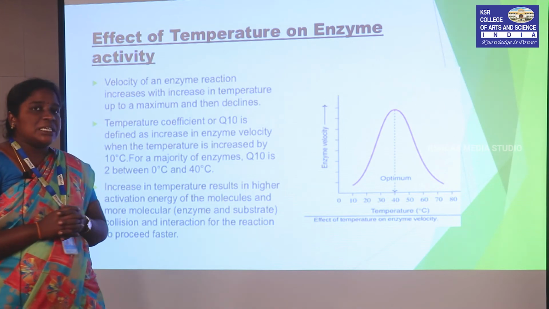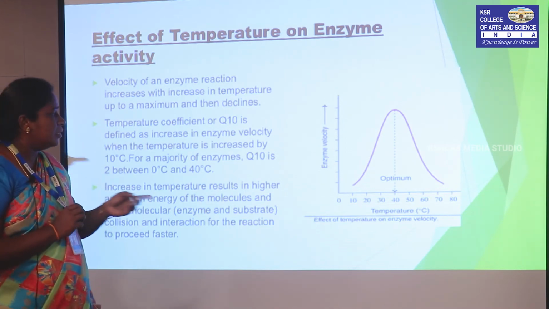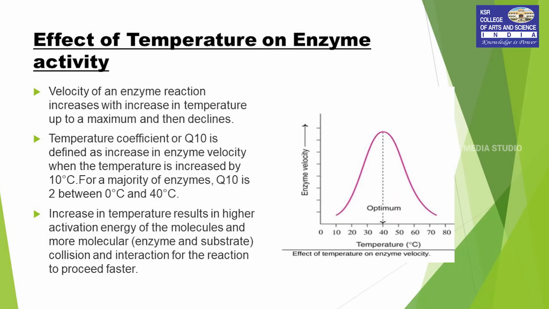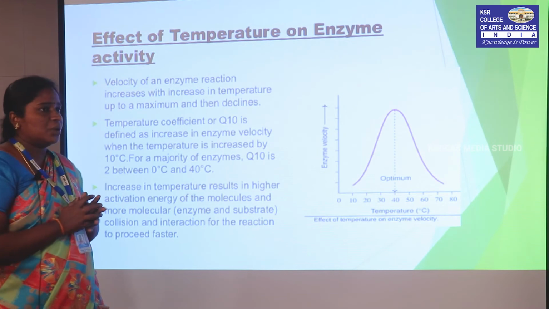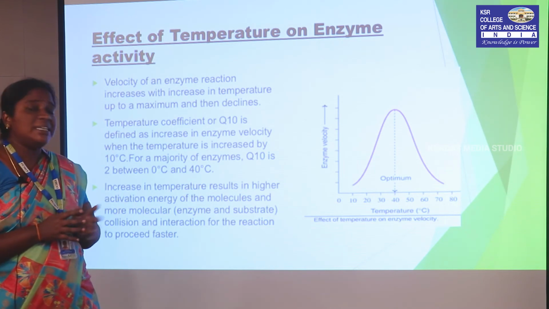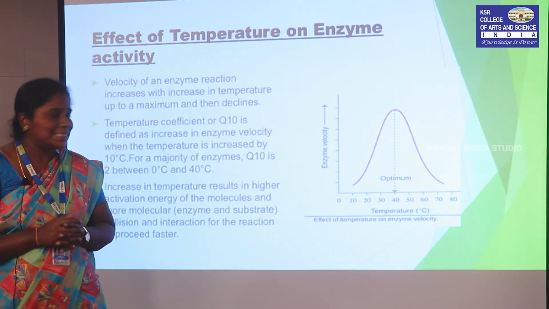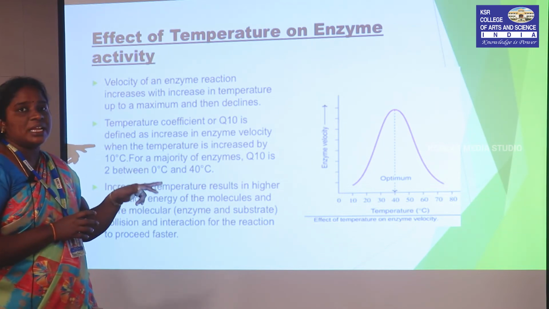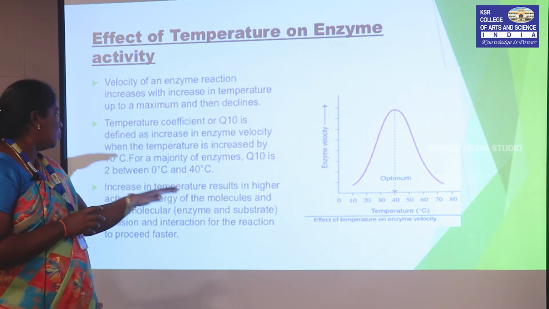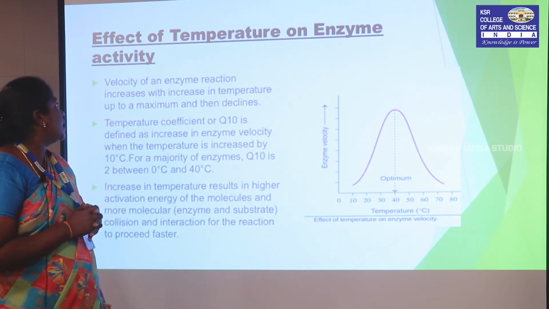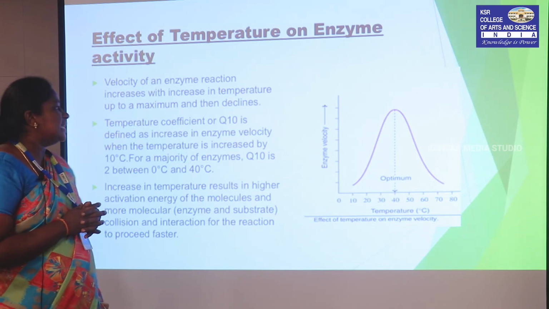Next, effect of temperature on enzyme activity. The velocity of an enzyme reaction increases as the temperature increases, up to a maximum, and then declines. Next, the temperature coefficient is Q10. For the majority of enzymes, Q10 is 2 between 0 degrees Celsius and 40 degrees Celsius. An increase in temperature results in higher activation of the molecules and more interaction between enzyme and substrate molecules. This is the effect of temperature on enzyme activity.